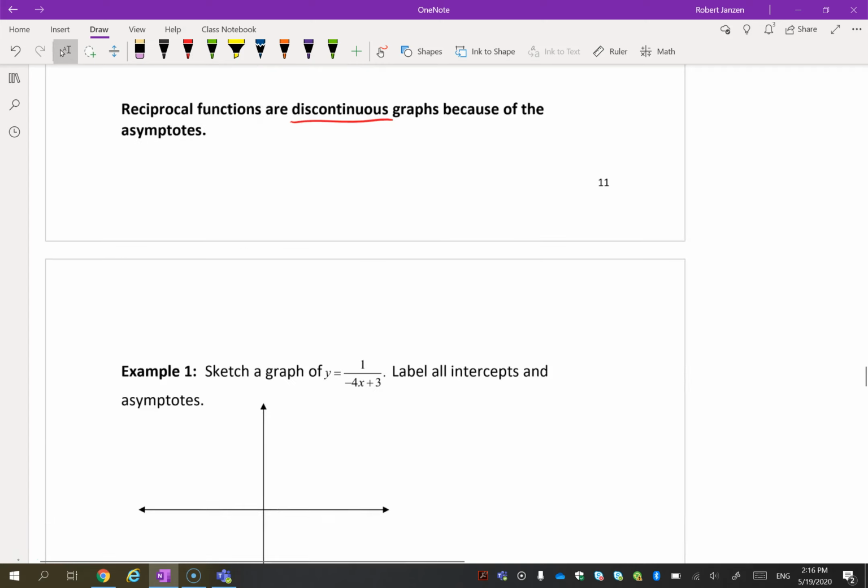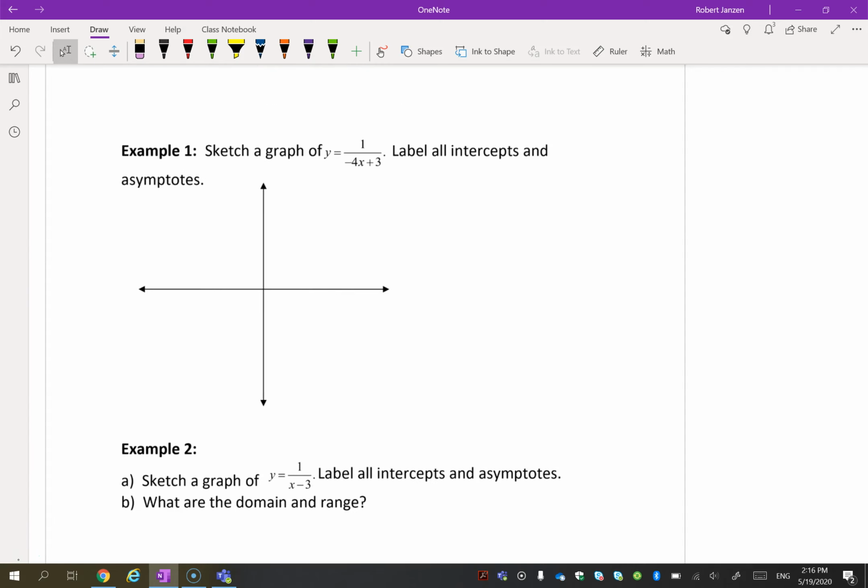All right, so let's try another one. Sketch the graph of y equals 1 over negative 4x plus 3. Okay, first of all, graph this. This is what we're taking the reciprocal of. So we'll have an x-intercept at negative 3/4. We'll have a y-intercept at 3.